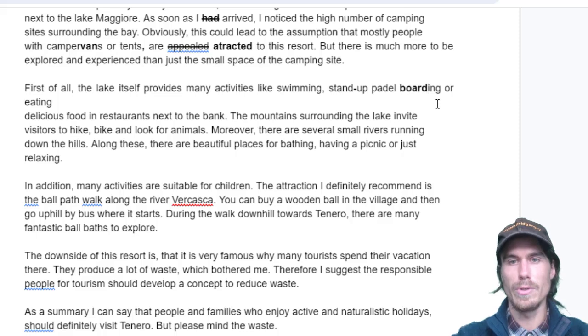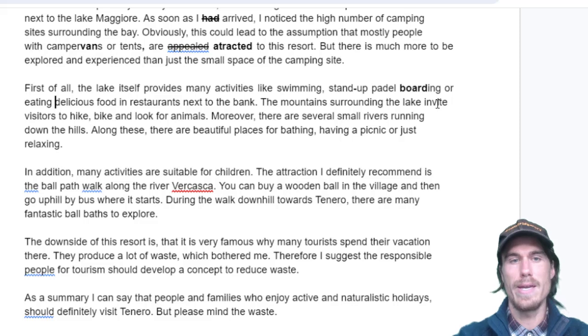This is a kind of new sport, this one. So I think the language around it may change a little bit over the coming years. But yeah, at the moment I would say paddle boarding. SUP, I think it might be called stand-up. Yeah, stand-up paddle. Or eating. First of all, the lake itself. This is good, first of all.